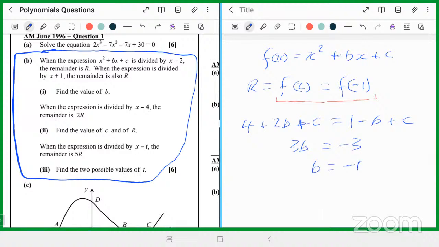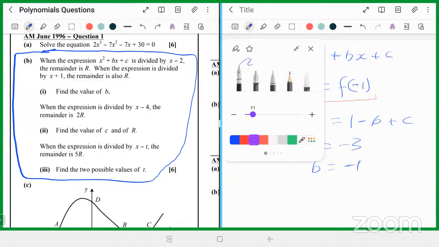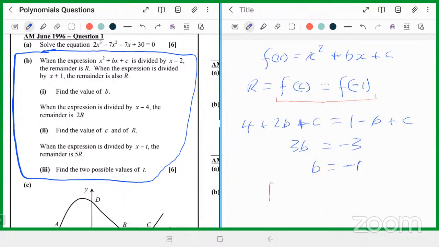So now that b equals negative 1, we're closer to knowing the function. The function then is f of x equals x squared minus x, that is, minus 1 times x is minus x, plus c. This is the function now, right? So we've found the first part.